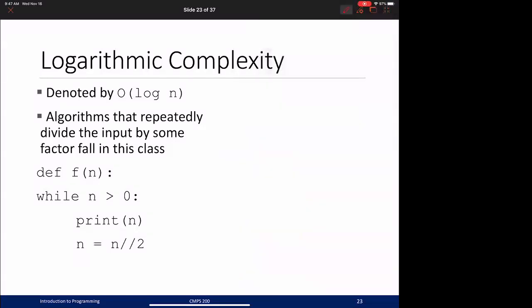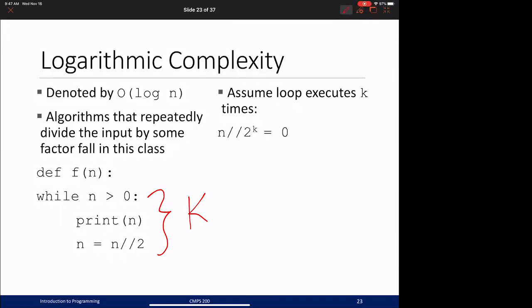Let's see some analysis. Let's assume this loop is going to execute k times. We don't know exactly what k is. We want to express k in terms of the size of the input. So I'm assuming that this loop is going to execute k times. This means the loop will stop after k times when n modulus 2 to the power of k is equal to 0.